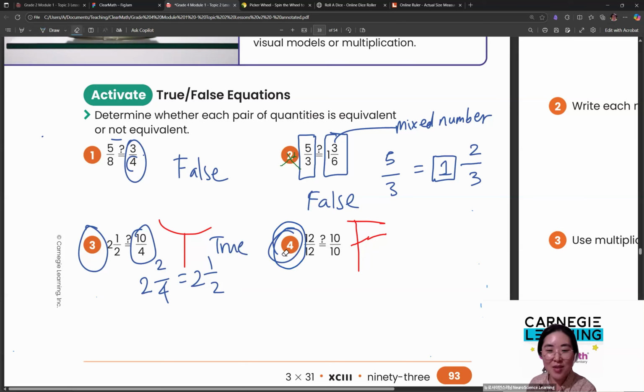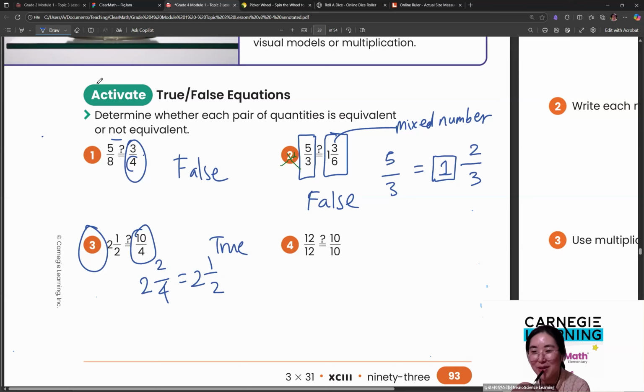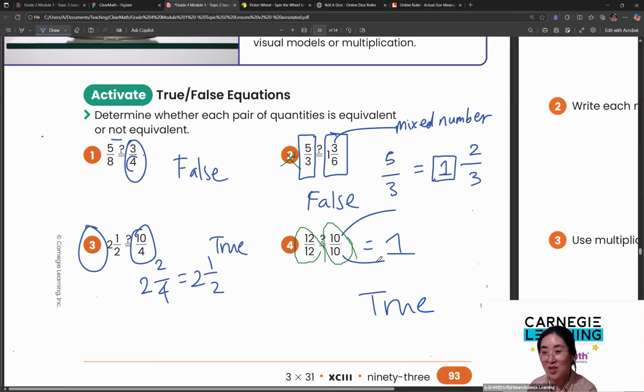What about you, Levi? Is number 4 true or false? Is 12 over 12 the same as 10 over 10? So Hajun, you think it's true, right? Yes. And Levi, what do you think? I think it's false. Oh, so we have some different opinions. Hajun, can you tell us why you think it's true? So if the numerator and the denominator are the same, the fraction is just 1. So this is actually true.